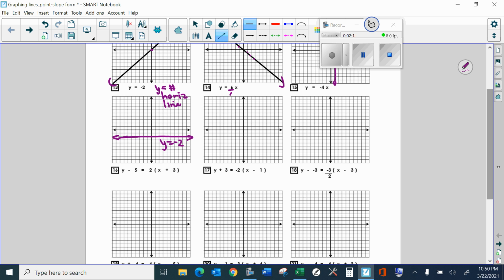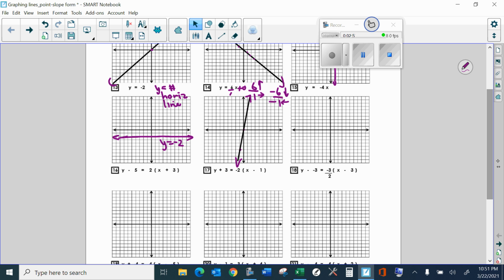Slope 6, so it's going to be up 6, right 1 from the origin. Notice there's nothing at the end here. I can always put plus 0. So up 6: 1, 2, 3, 4, 5, 6, right 1. Or I could go down 6 and left 1, because negative 6 over negative 1 is also positive 6. Take my ruler and connect them. Arrows at the end.